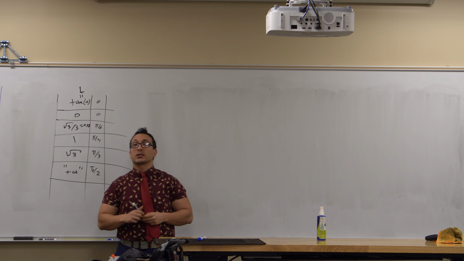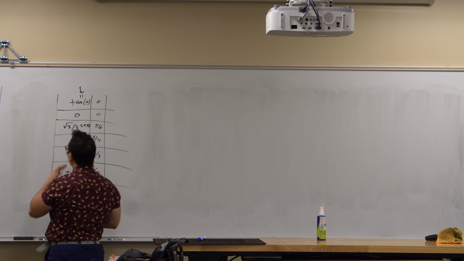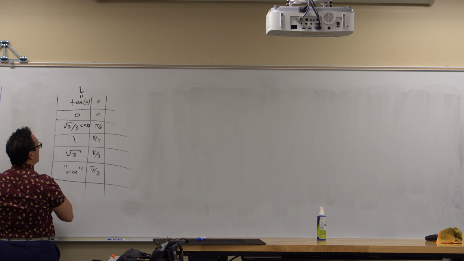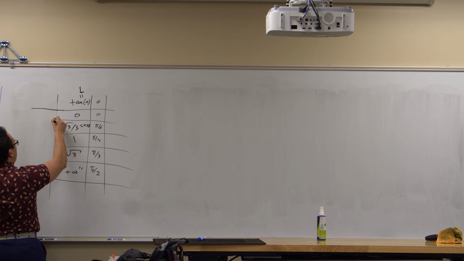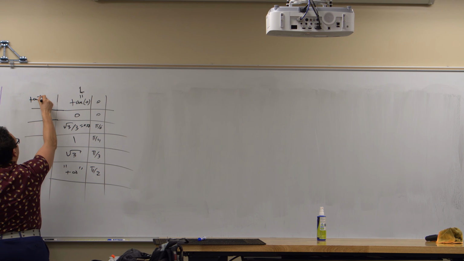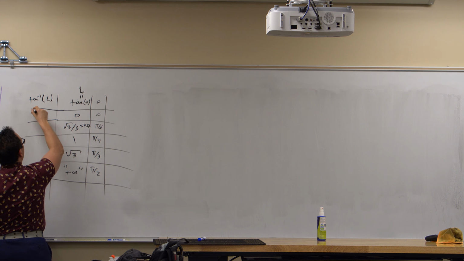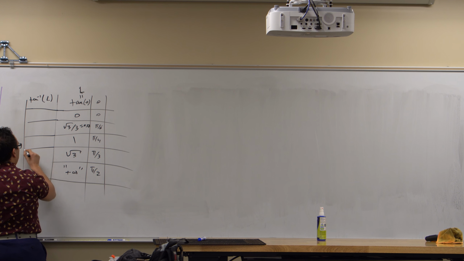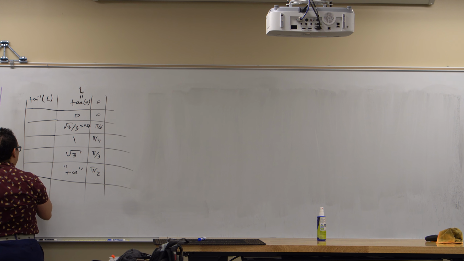So now this is a continuation of the first part of the video. Now we're going to discover what tangent inverse is doing over here. So here's our tangent inverse of L. We're going to take in lengths and spit out angles. That's what's going on here.